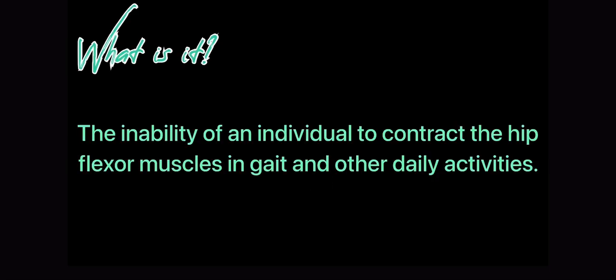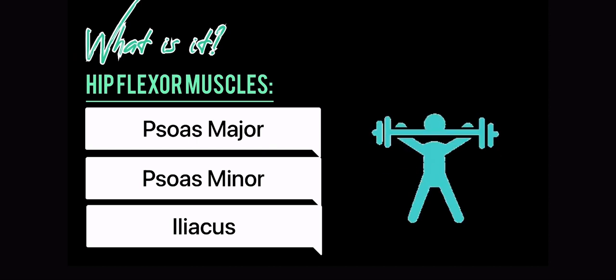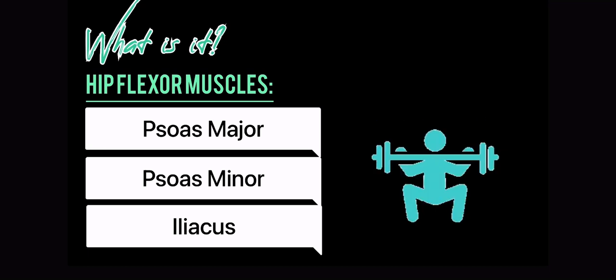Limited hip flexion occurs due to the inability of an individual to contract the hip flexor muscles in gait and other daily activities such as walking upstairs and running on a treadmill. Weakness in three major muscles, the psoas major, the psoas minor, and the iliacus, can all play a role in limited hip flexion of an individual.